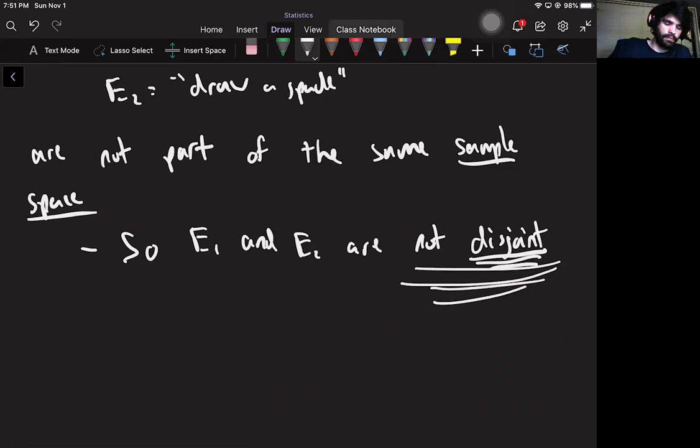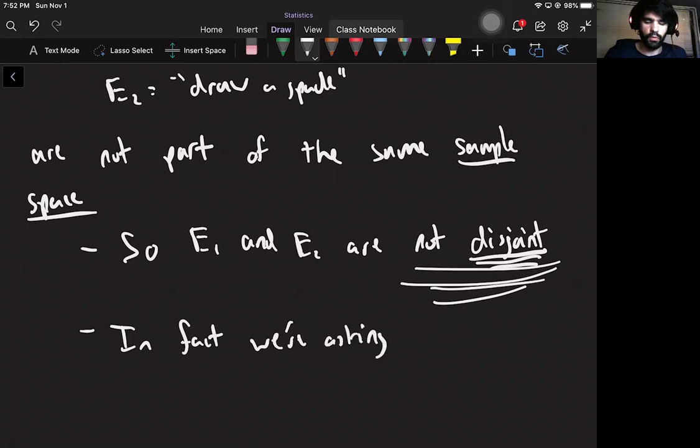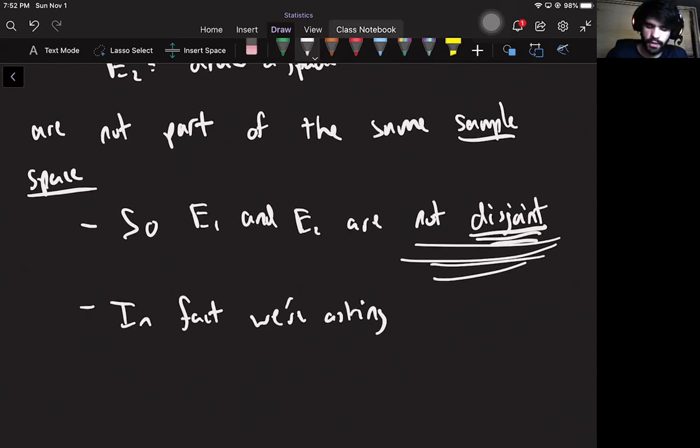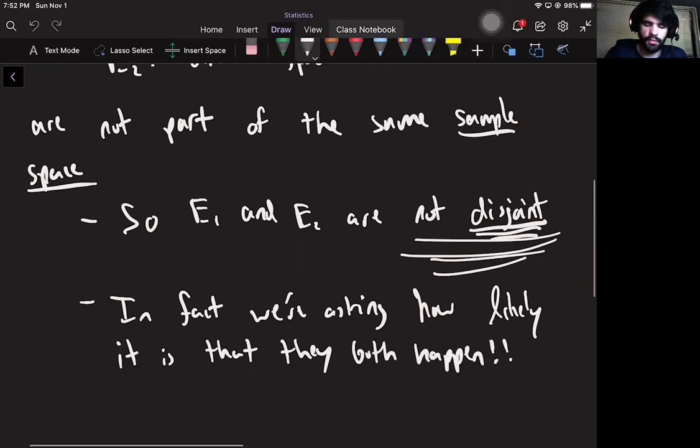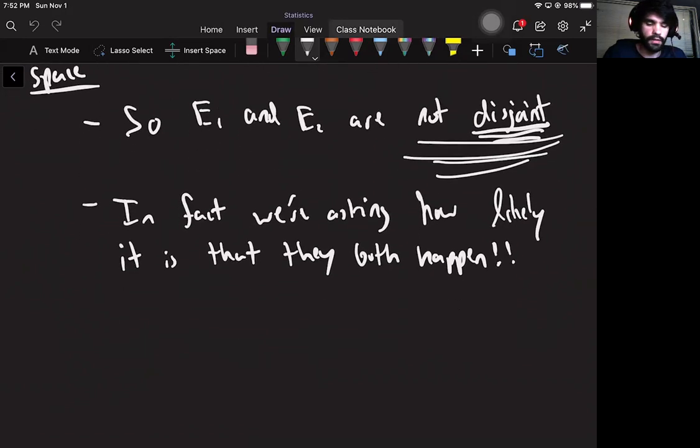Okay, so now, in fact, not only are they not disjoint, we are asking when they do happen together. We're asking how likely it is that they both happen. So very opposite of being disjoint. Not only can they happen at the same time, I want to know how likely it is that they do happen.